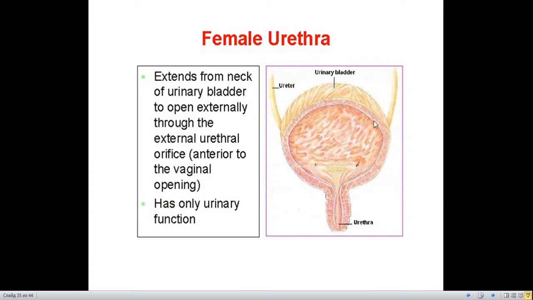On this presentation is presented the female urethra. The female urethra extends from the neck of the urinary bladder to open externally through the external urethral orifice, anterior to the vaginal opening. It has only urinary function.